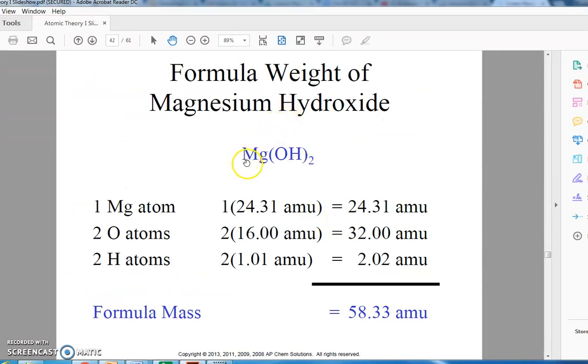For example, we could calculate the formula weight for magnesium hydroxide. Formula weight is the term used here because this is an ionic compound. So magnesium, there's one of those. So we do 1 times its average atomic mass from the periodic table. This 2 outside the parentheses is distributed. So 2 oxygens, 2 times 16, its molar mass or molecular weight from the periodic table. And then hydrogen times 2 as well. And then add them together and we see it's 58.33 atomic mass units. This could also be written as 58.33 grams per mole.